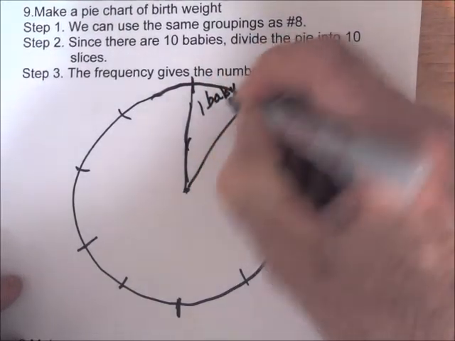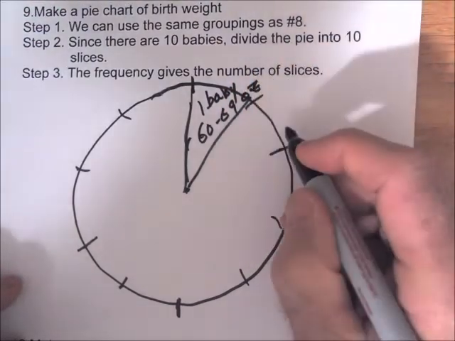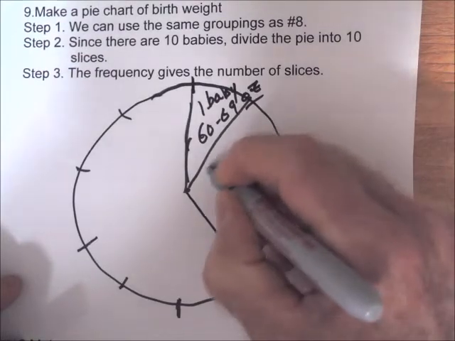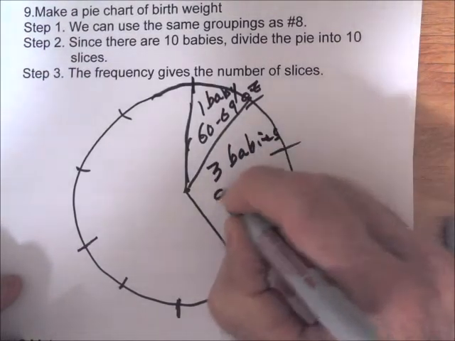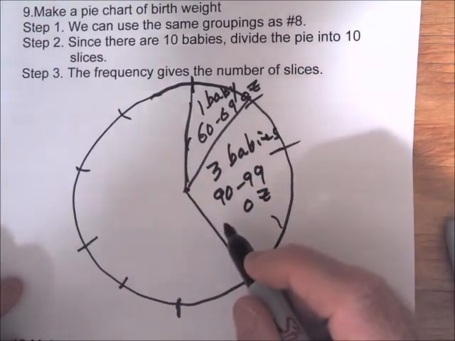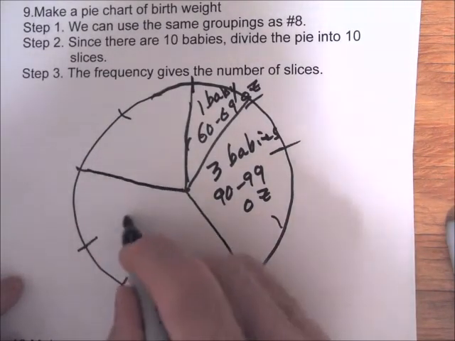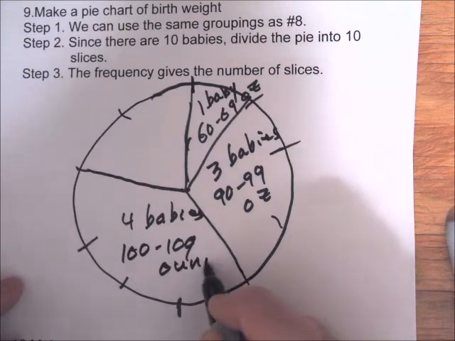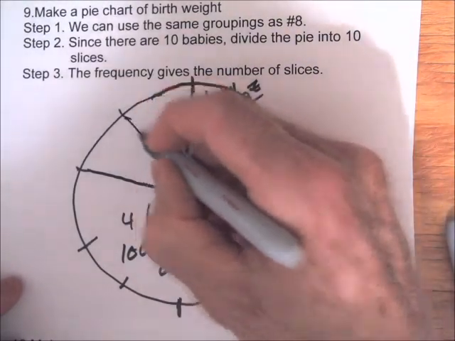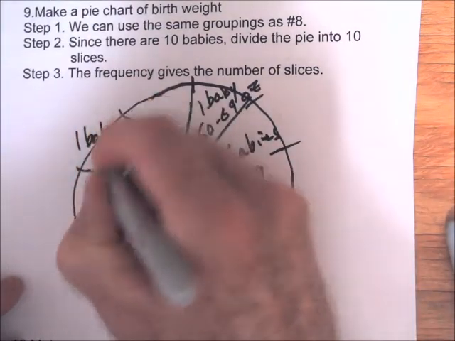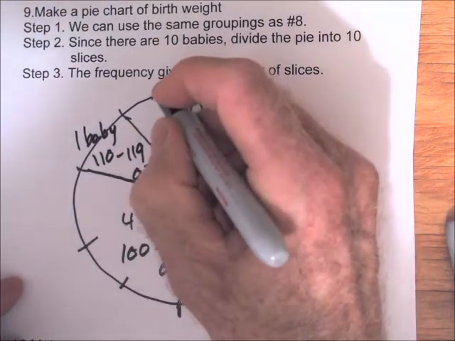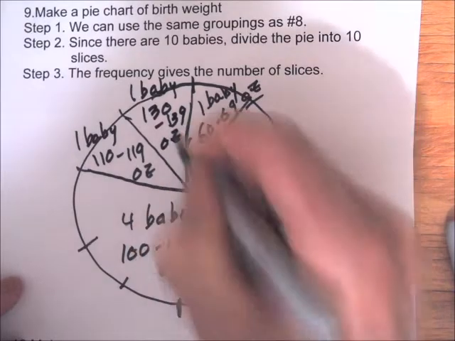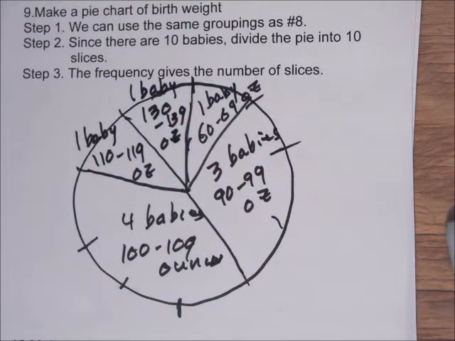One baby, 60 to 69 ounces. We had three babies in the 90s, so we have three slices of the pie here for the 90s. Three babies, 90 to 99 ounces. We have four babies, 100 to 109, so that's four slices of the pie. And one baby, 110 to 119. And one baby in the 130s. Okay. So there we have the pie chart.